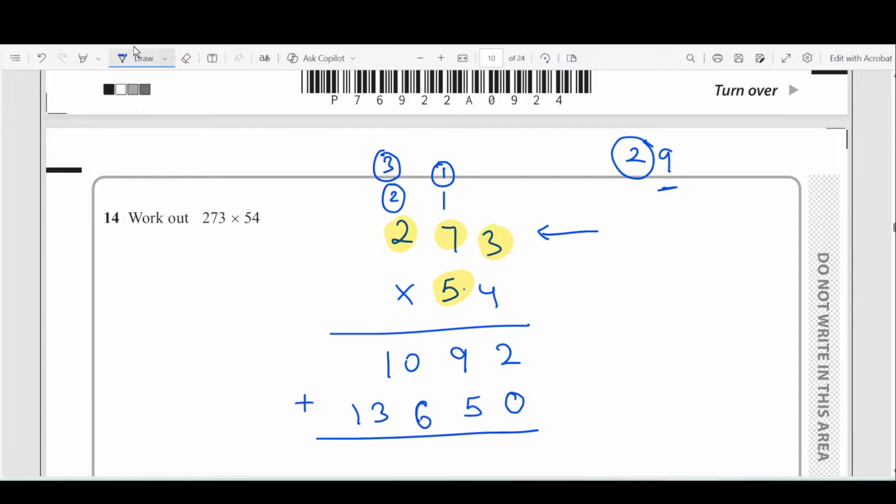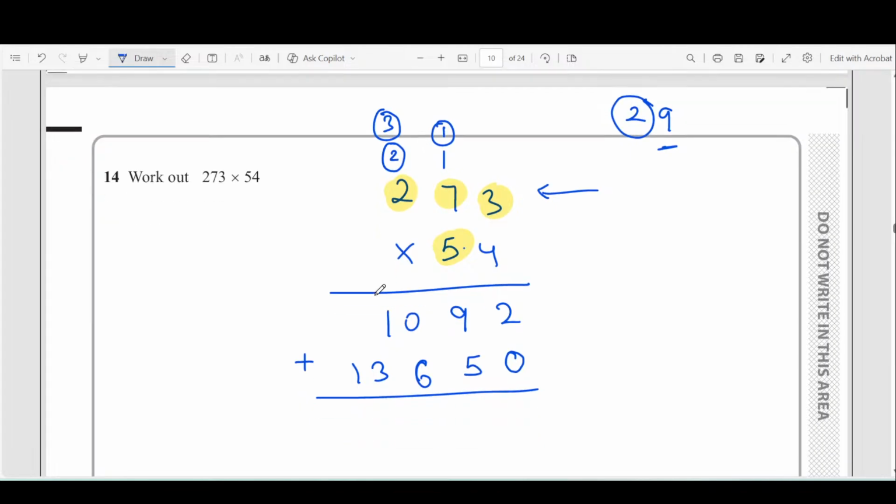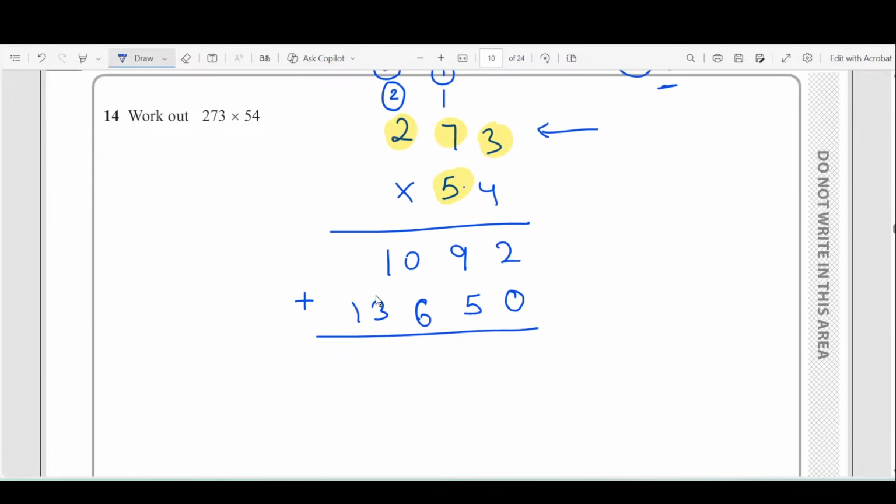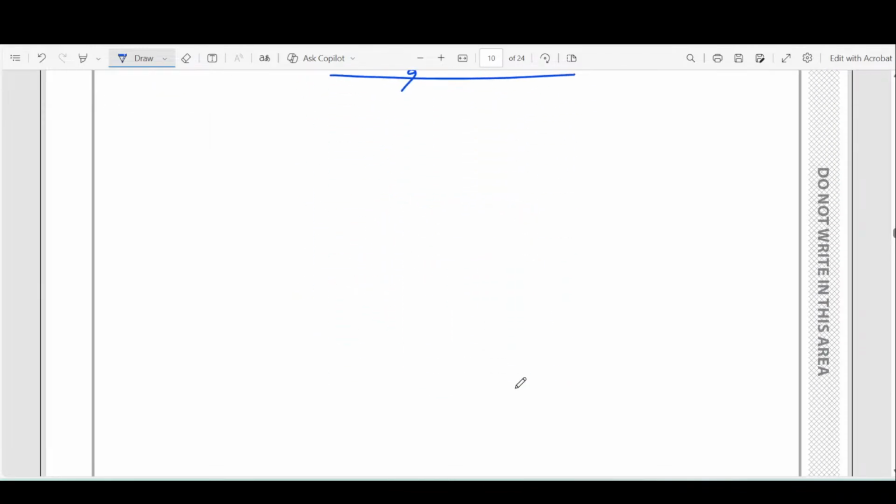Then we add them together. So make sure you align them properly. 2 plus 0, 2, 9 plus 5, 14. So 4 we write, 1 is carried over, 6 plus 1, 7, 3 plus 1, 4, and then 1. So the answer is 14,742. Okay, great.